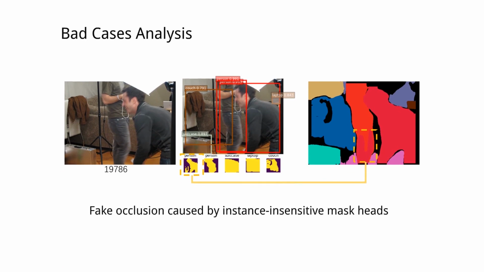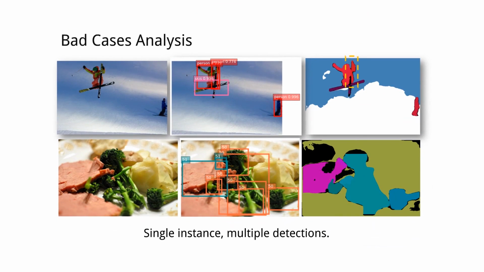The second type is what we call single instance multiple detections. Current two-stage methods apply class-agnostic NMS to eliminate duplicate predictions and treat each left box as an individual instance. This strong hypothesis can do great harm to RQ. A further merging step is necessary.